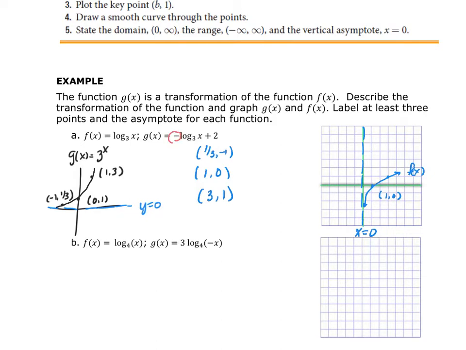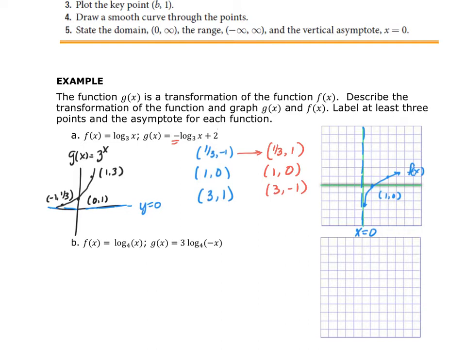So I look at what I have. I have an a value, and I have a d value. I don't have a shift left or right, nor do I have a horizontal shrink or stretch. And so all I have to deal with is the a first. And what the a does is it is a range change, and it takes all of my y's and multiplies them by negative 1. So it is 1/3, positive 1. 1, 0, well, that didn't do anything. And then 3, negative 1.